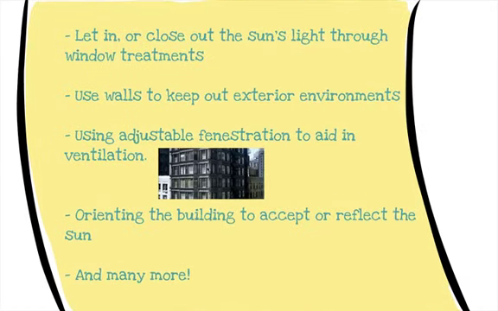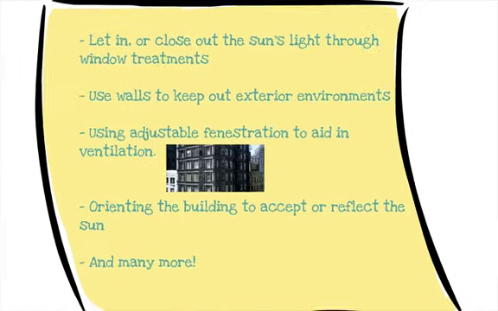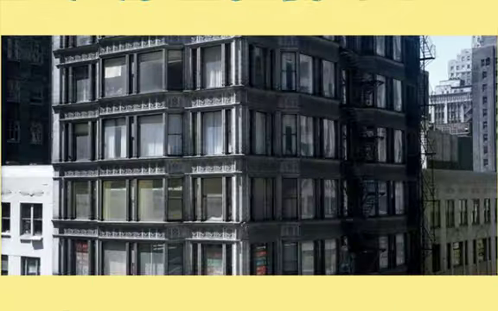Here's an example of adjustable fenestration in the Chicago window. The center panel here was fixed, and it was large so that lots of light could come into the building. This is before really electricity and mechanical ventilation. Then the side windows opened and closed to allow air to circulate through the structure.